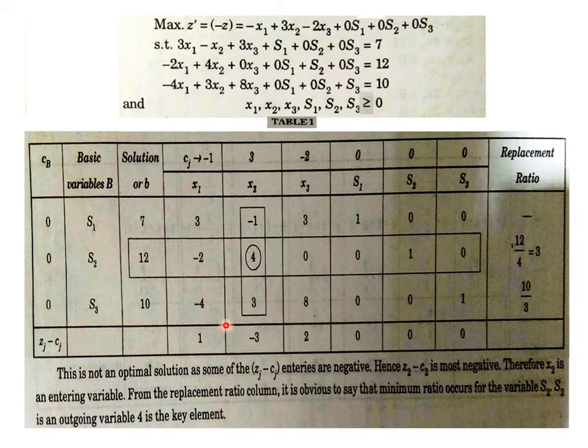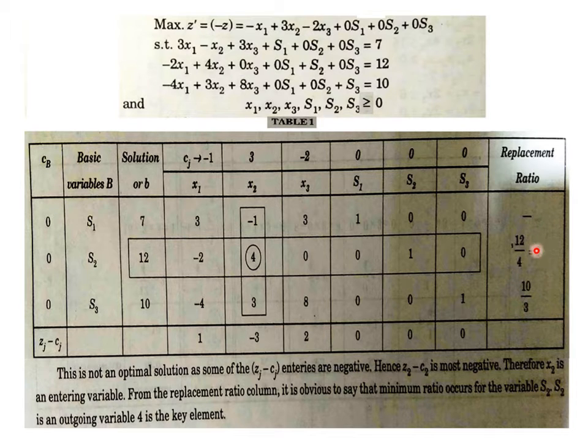And then we calculate the replacement ratio. As you know, in the last lecture I told you if any negative value is there, then the replacement ratio can't be calculated. For that you have to put a dash like here. And in the remaining places, 7 upon minus 1 is not calculated because of that negative. So if you have 0 or negative in that entering column, you must keep that dash. Replacement ratio RR can't be calculated. While in the remaining places, 12 upon 4 is 3 and 10 upon 3 is 3.33 approximately.